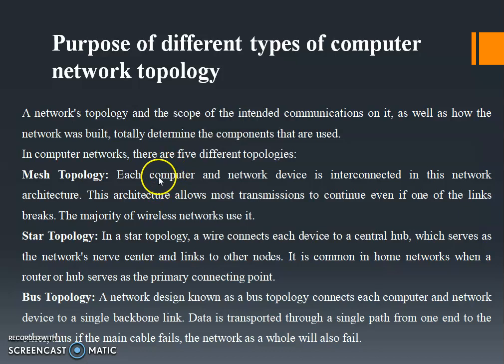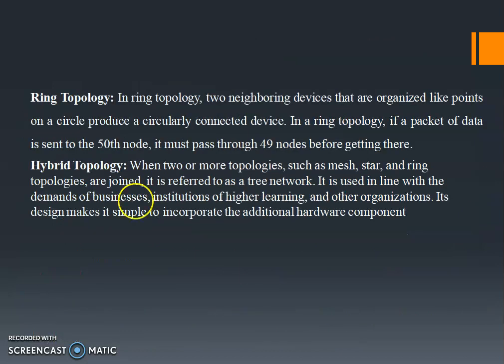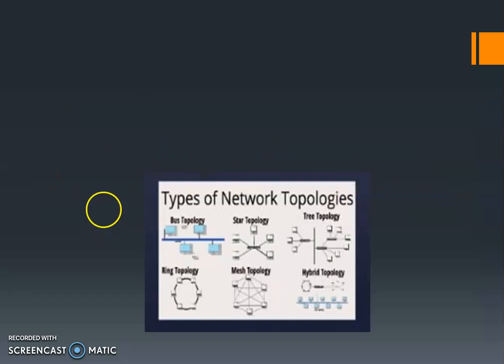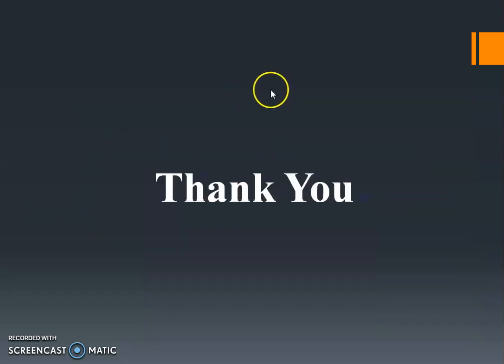Purpose of different types of computer networks. Network topology and the scope of internet communications on it, as well as how the network was built, totally determine the components that are used. In computer networks, there are 5 different topologies: mesh topology, star topology, bus topology, ring topology, hybrid topology. Types of network topologies.